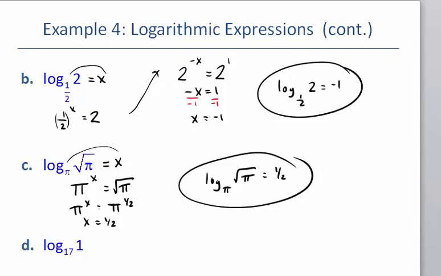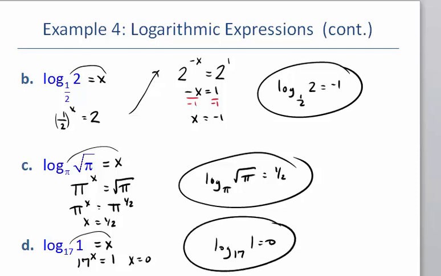Okay, what about part D? Log base 17 of 1. Let's set it equal to x. Let's rewrite it in exponential form. So start with your base, which is 17. Go to your other side. 17 to the x is equal to 1. So how is that possible? How can you take a number and raise it to a power and get 1? The only way that can happen is if x is equal to 0. And so since the only way that happens is x is equal to 0, then we can say log base 17 of 1 has to equal 0.